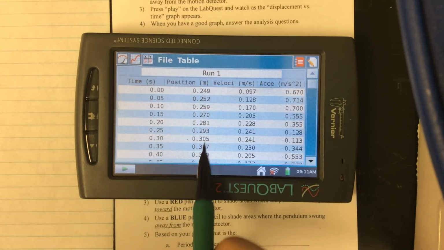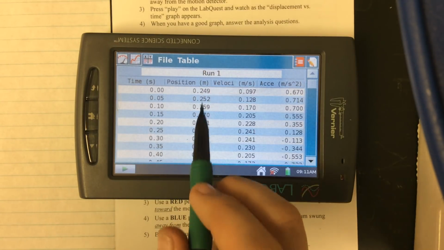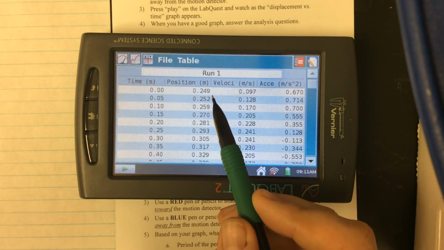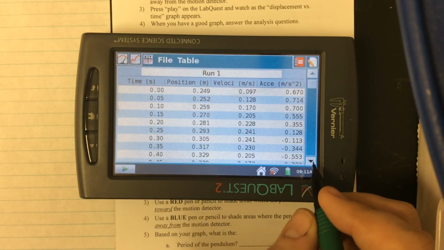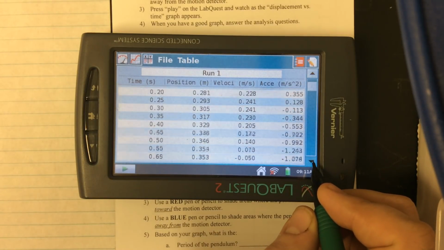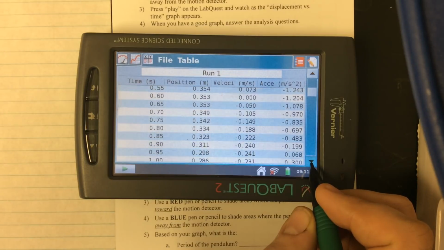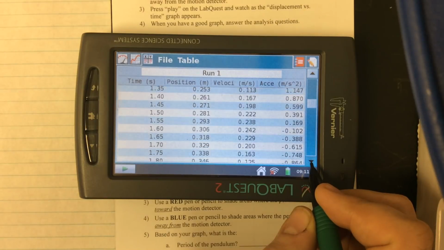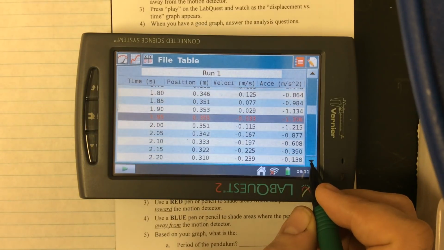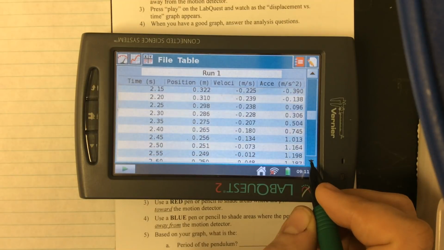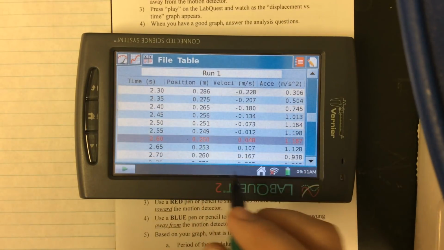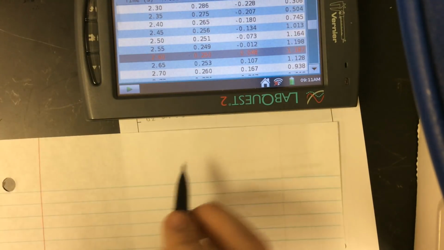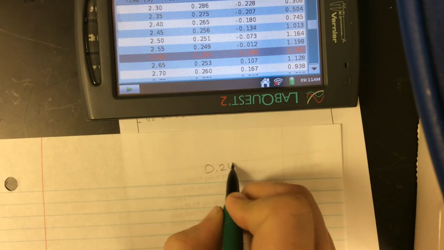So I'm going to just look at this column all the way down to 2.6 seconds because that's how far my graph is. So I've got a 0.249. That's the lowest on this screen. See if it goes any lower than 0.249. 0.249 again. 0.249 again, up to there. So 0.249 is the lowest that I see. So I'm going to just write that down so I remember.